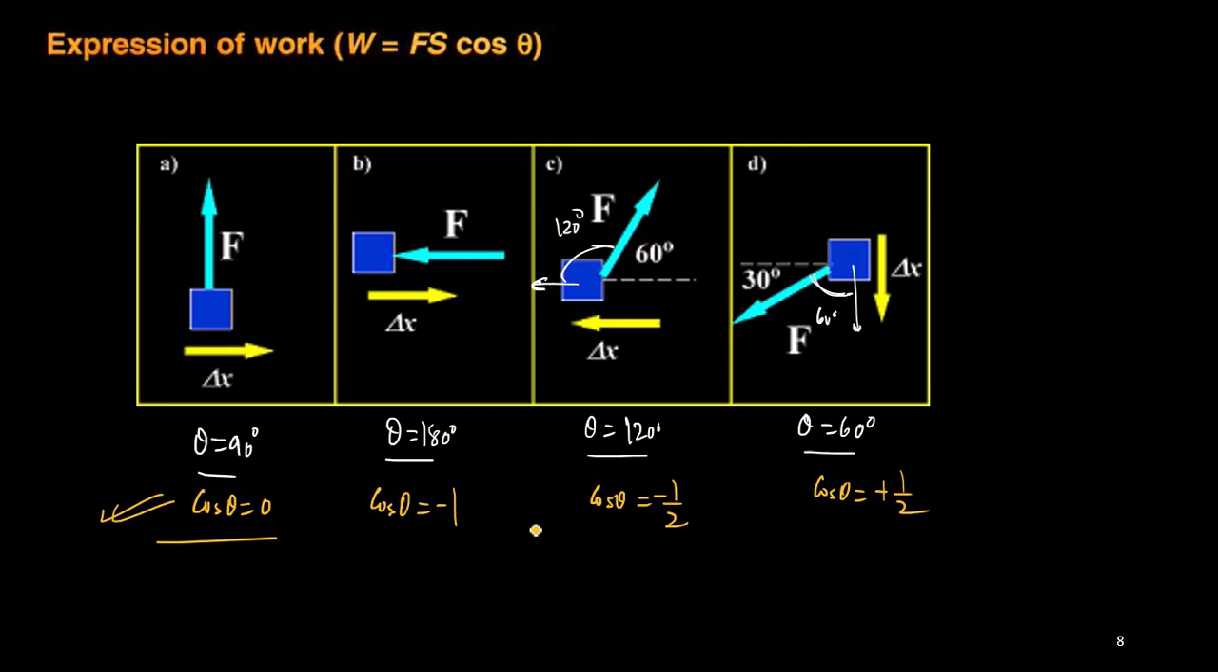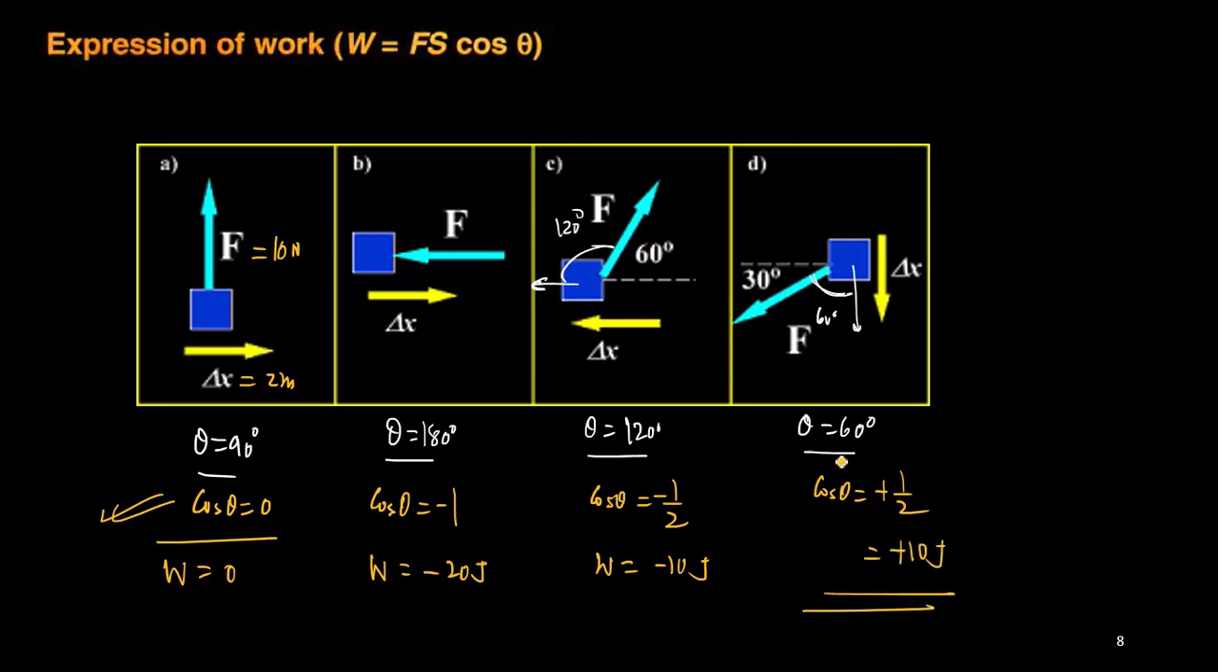Since cos theta is changing, let us say in this situation I apply a force of 10 Newton and delta x equals 2 meter, so the work done will be different in the different situations. In the first situation, work done is equal to 0. In the second situation, it is equal to minus 20 joule. In the third situation, work done is equal to minus 10 joule. And here it is plus 10 joule. So depending on the various angles between the force and the displacement, the calculation of work will be different.